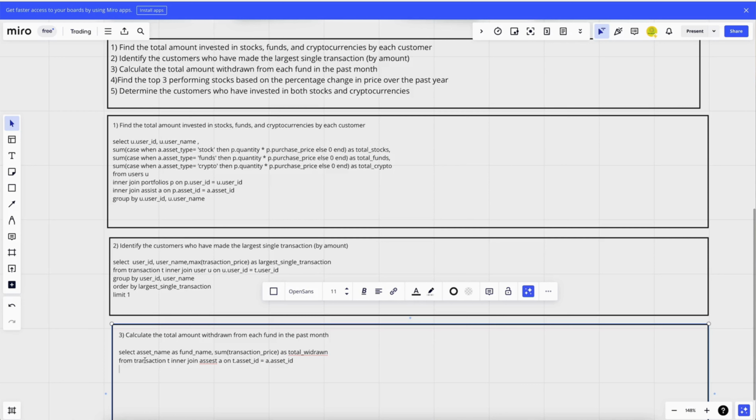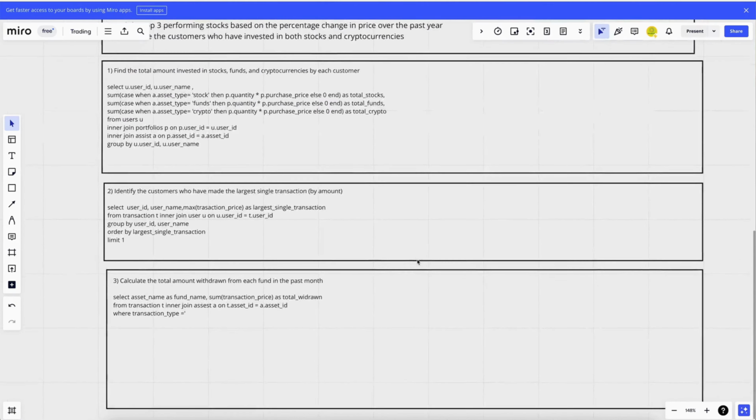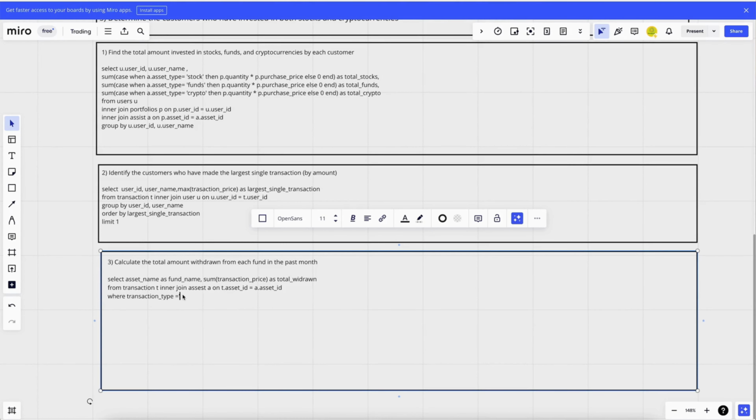So just the transaction table and the asset table, and the condition here is the transaction type is the one which we have here, withdrawn. And the condition is within the last month. So that will be transaction date.